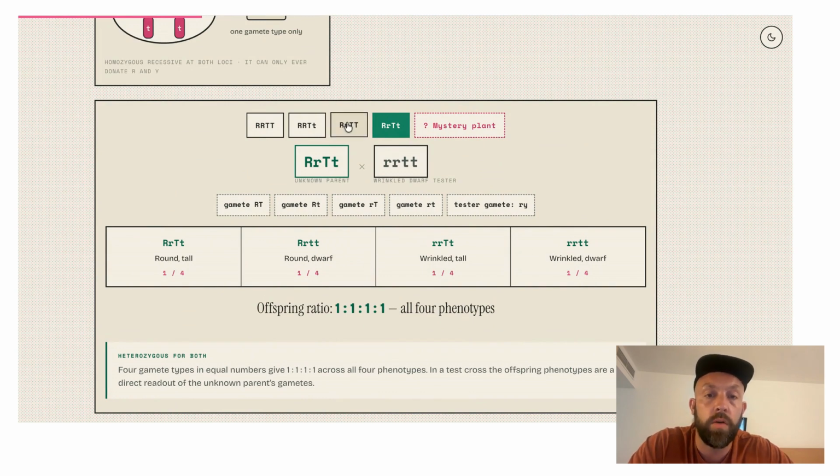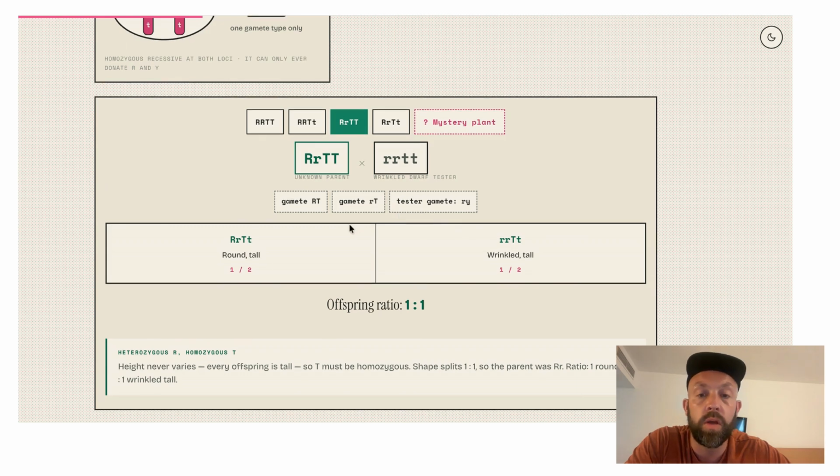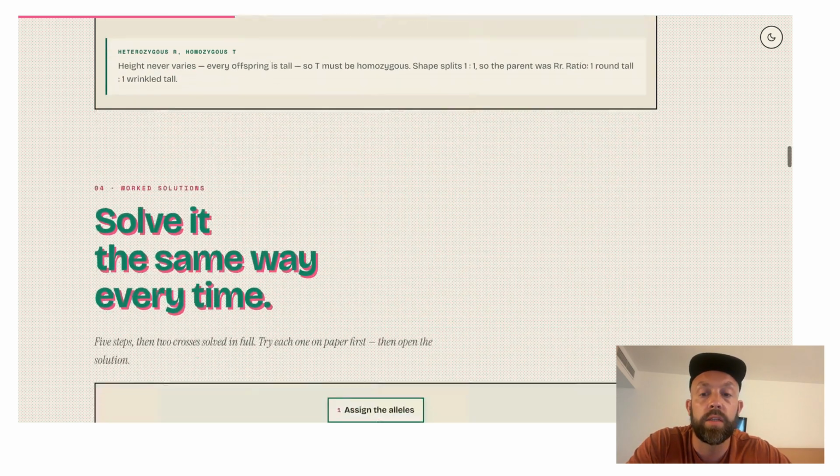There are some other ones like this where you might have a 1-to-1 ratio, but I've never really seen it tested. It's worth being aware of it. If you've got 2 traits, then the outcome of that would be that one of them is heterozygous for one of the traits and homozygous dominant for the other trait.